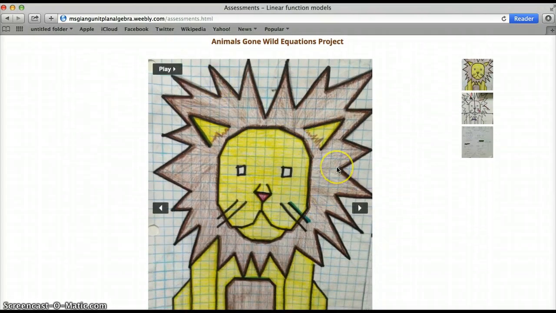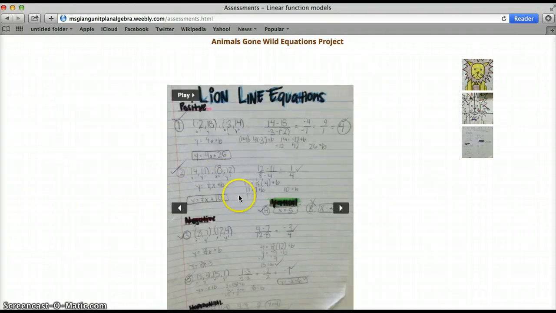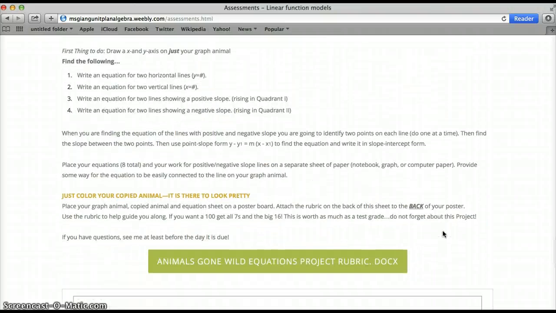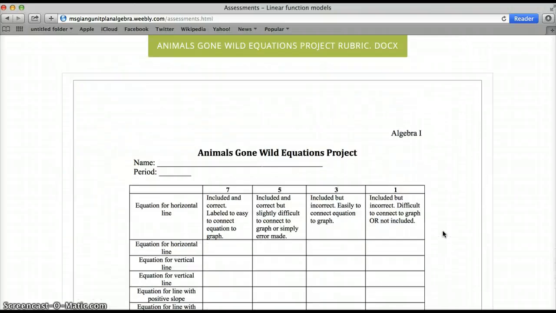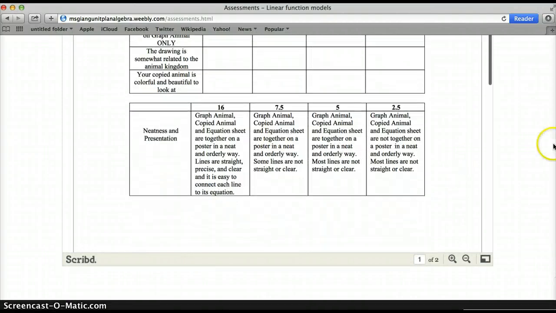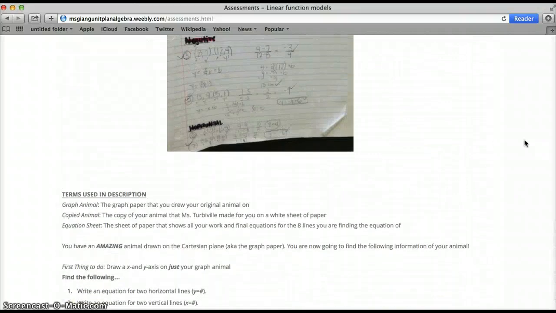This is a copy picture of lions decorated in colors, and this is the original one, which includes and labels all the slopes. And then last is the line equations, categorized in positive, negative slope, and vertical and horizontal lines. And all 3 pages must be turned in, including the rubric page in the back right here. So that's a very important assignment for you to do.